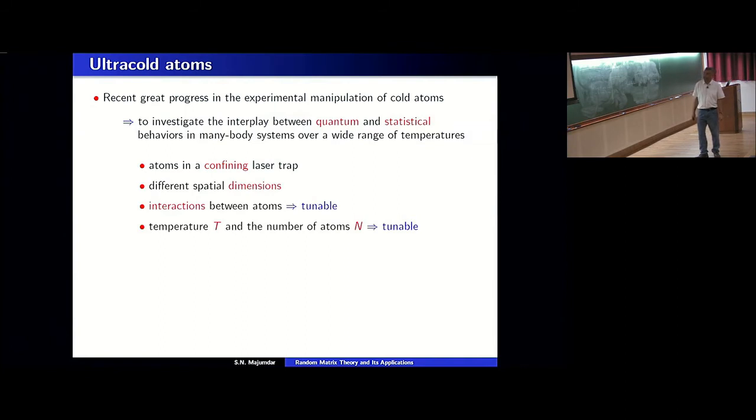I'll show you a picture in a minute. They can fabricate this system in different spatial dimensions: 1, 2, 3, etc. They can tune the interaction between atoms. They can tune the temperature and also the number of atoms. So there is a lot of controlled variability in these experiments. Essentially, this subject has got 3 Nobel Prizes in the last 20 years.